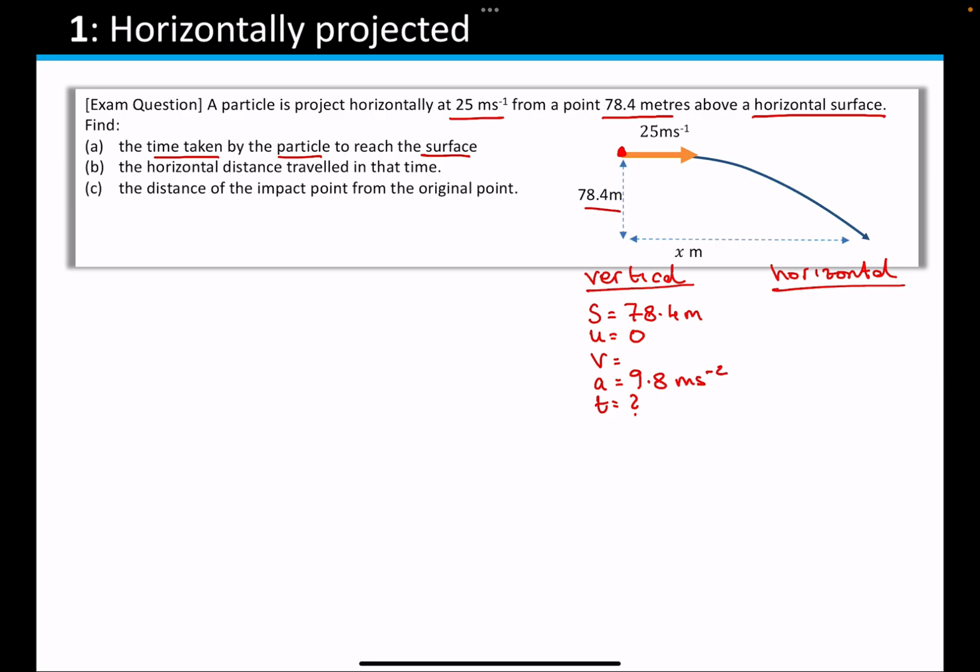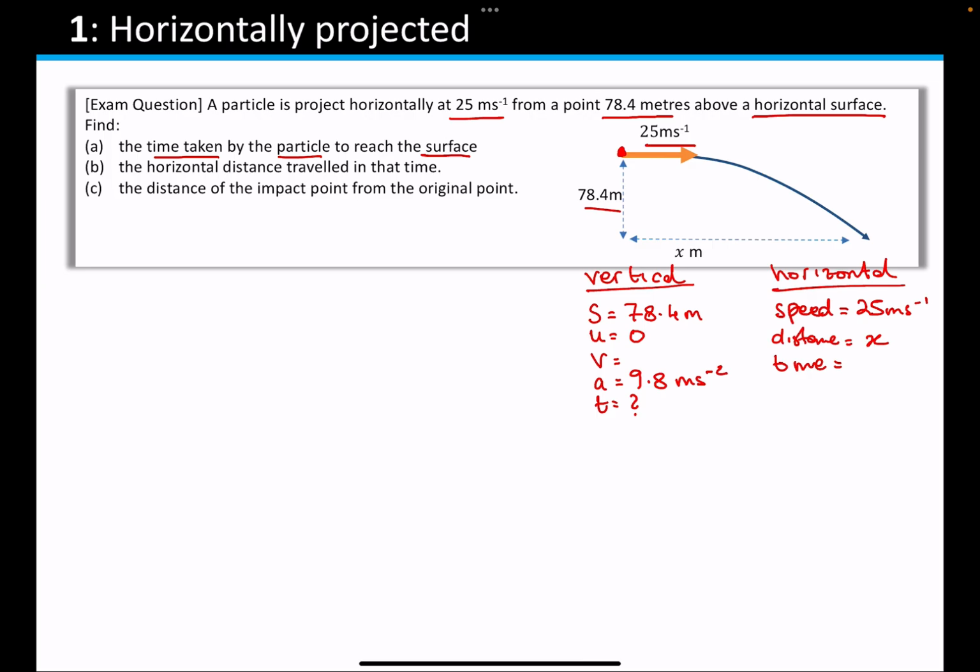So horizontally, I have 3 components, which are speed, distance, and time. Let's have a look at all those 3. I know the speed is going to be 25 meters per second. That's the speed I'm throwing it at. Distance, I'm not sure, so at the moment the distance is x meters. And time, I'm not sure either, so I've not been given it.